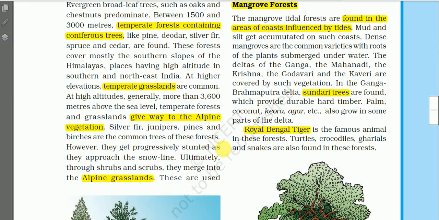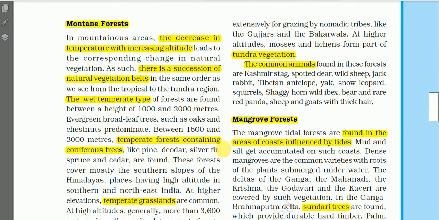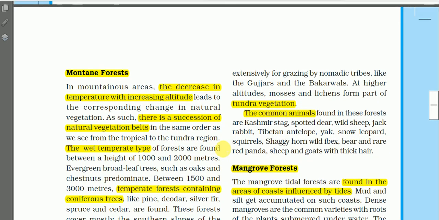Then, this alpine grassland, the bugyals, are extensively used for grazing by nomadic tribes like Gujars and the Bakarwals in the mountainous area. Then at higher altitude, mosses and lichens form part of the tundra vegetation.